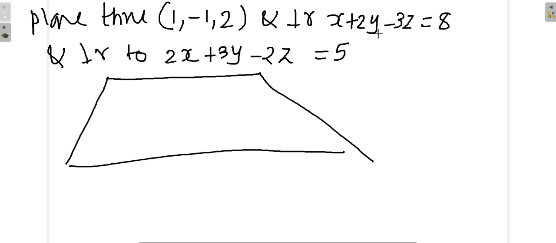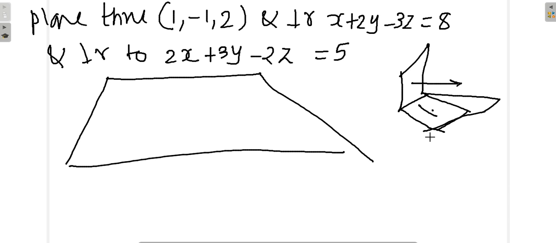coplanarity. Please note that if one plane is perpendicular to another plane, the normal of the first plane will be parallel to the second. See the concept again. This is one plane. Suppose it is perpendicular to another plane. Then if I draw the normal to this plane, it will be parallel to this plane. As the two planes are perpendicular, the normal to one plane will be parallel to the other plane.